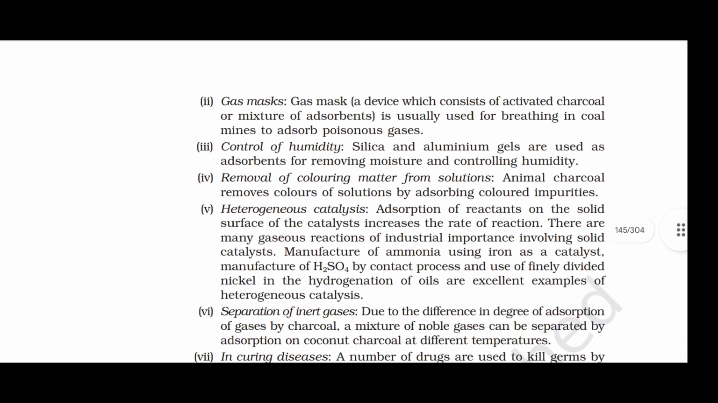A gas mask, a device which consists of activated charcoal or a mixture of adsorbents, is usually used for breathing in coal mines to adsorb poisonous gases. Third, control of humidity. Silica and aluminium gels are used as adsorbents for removing moisture and controlling humidity. Fourth, removal of coloring matter from solutions. Animal charcoal removes color of solutions by adsorbing colored impurities.